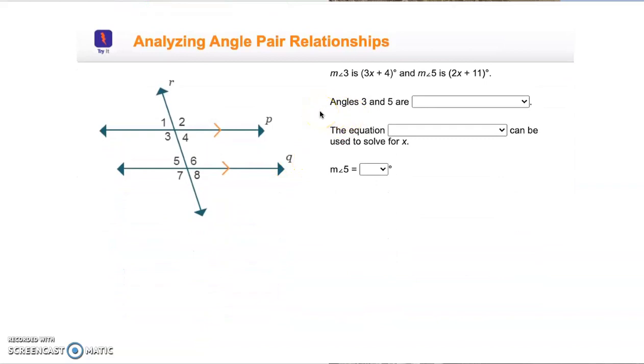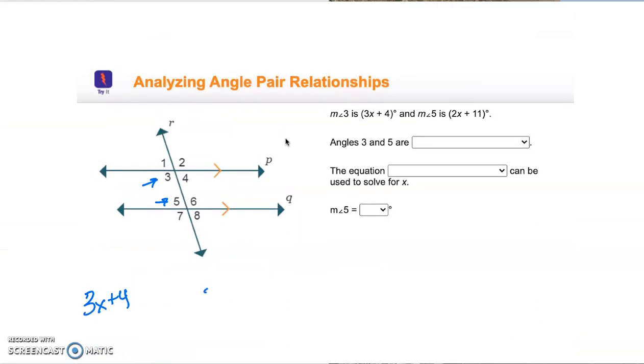We have the measure of angle 3, which is right down here, equal to 3x plus 4 degrees. And the measure of angle 5, this one right here, is 2x plus 11. Well, what do we know about those two angles? We know that they are supplementary, right? Because they are same side interior angles. So what's going to be our equation? We're just going to take those and add them together, and we're going to get 180 degrees. So now we need to solve for x.